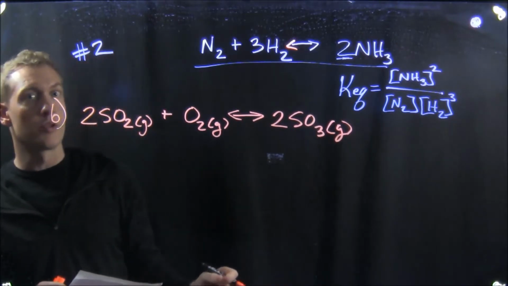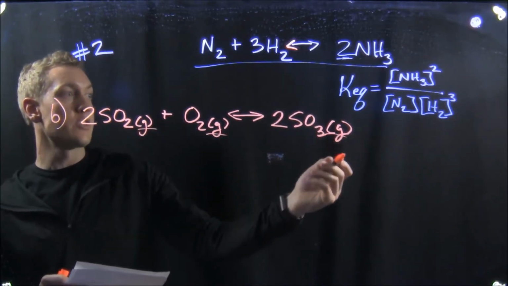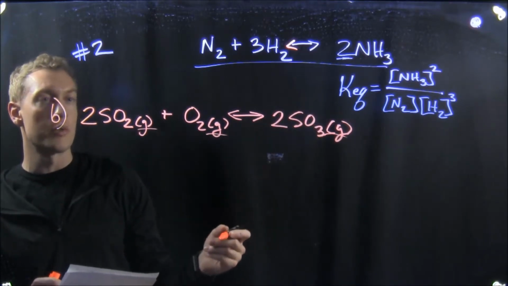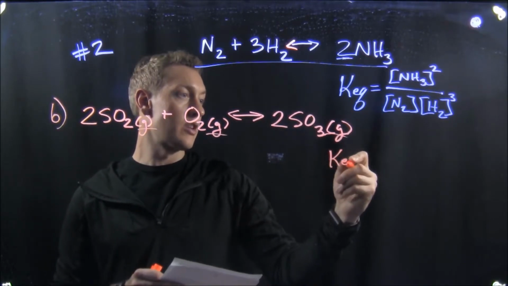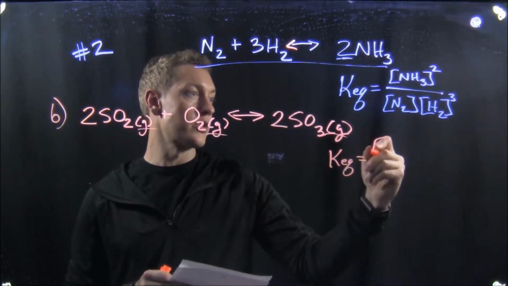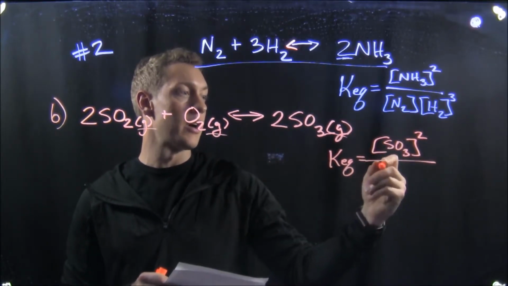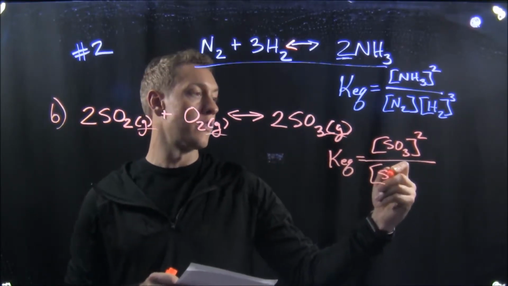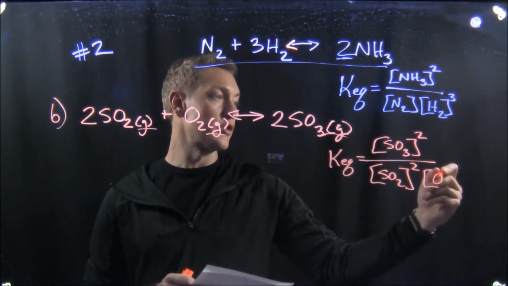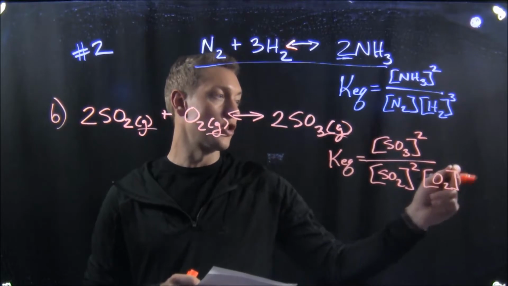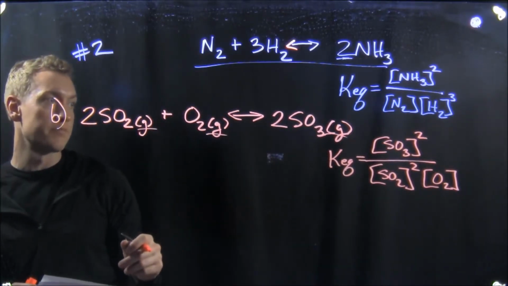And when I go to do the equilibrium expression for this reaction, they are all gases, so they can all go in the equilibrium expression. And it's going to look like KEQ equals the concentration of SO3 squared divided by the concentration of SO2, also squared, times the concentration of oxygen gas just to the first power, because there's no coefficient in the balanced equation.